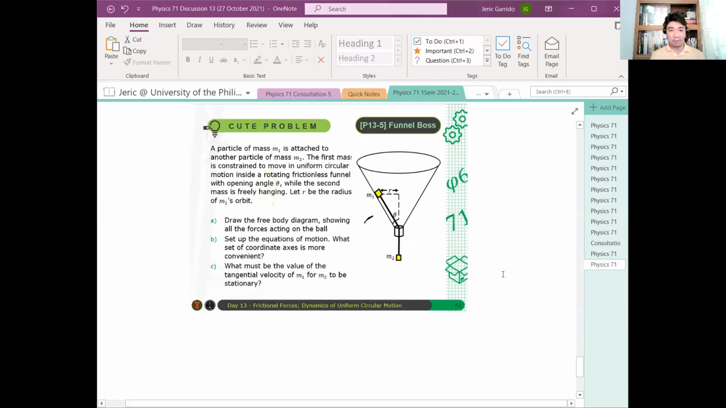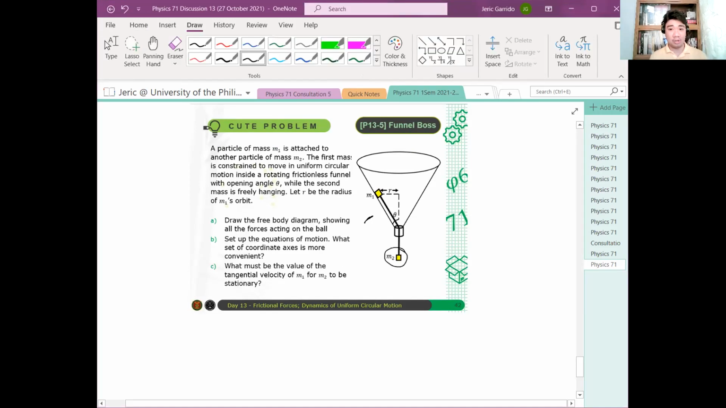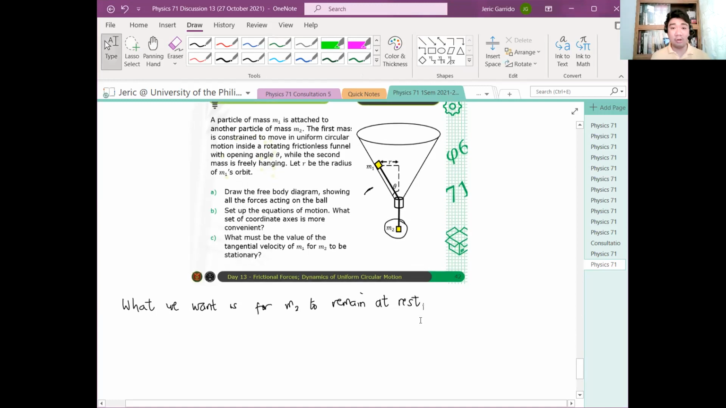Okay, so again, let's solve this problem. Ang mas madaling gawin is first hanapin muna natin yung condition for M2 to remain stationary. Because what we want is for M2 to remain at rest or to remain stationary. So first we will draw a free body diagram for M2.